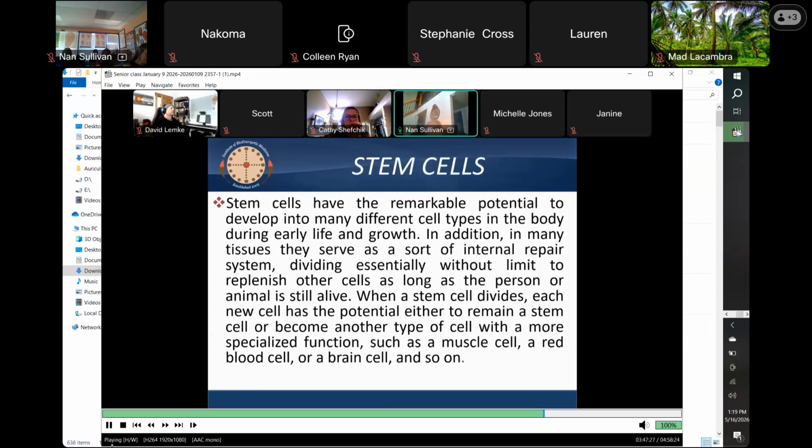Stem cells have the remarkable potential to develop into many different cell types in the body during early life and growth. In addition, in many tissues, they serve as a sort of internal repair system, dividing essentially without limit to replenish other cells as long as the person or animal is still alive. When a stem cell divides, each new cell has the potential either to remain a stem cell or become another type of cell with a more specialized function, such as a muscle cell, a red blood cell, or a brain cell, and so on.